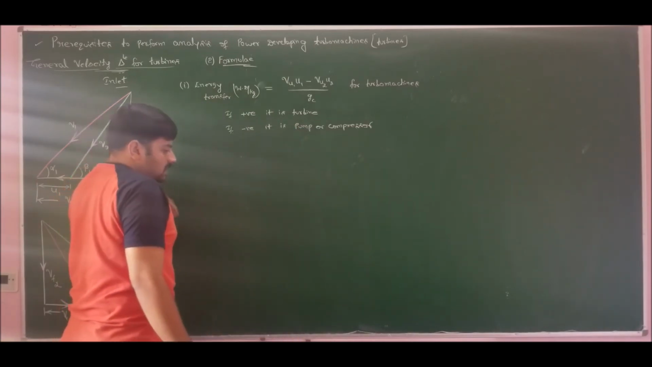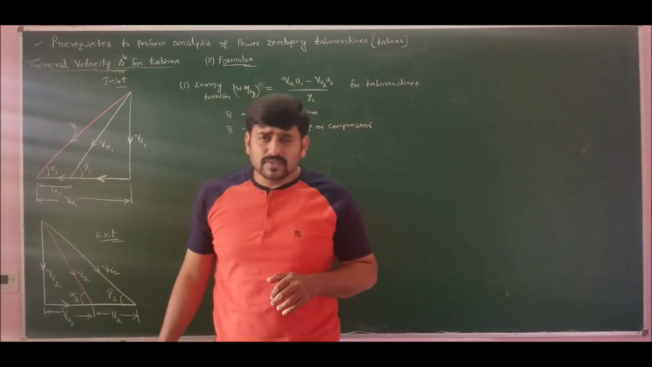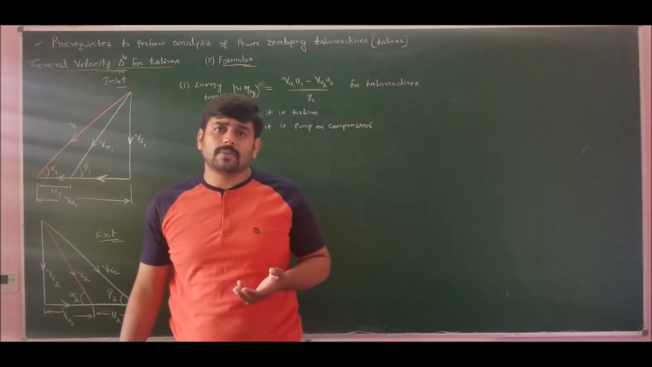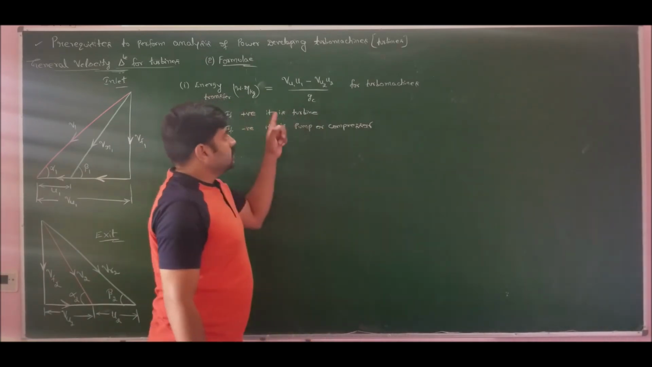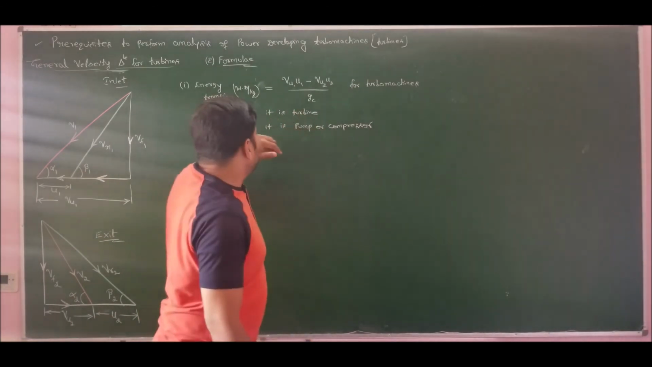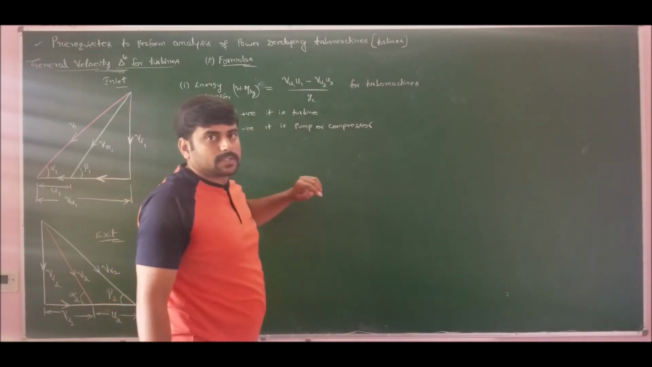When the question does not mention whether you are solving a problem on a turbine or pump or compressor, when the problem is based on a turbo machine and asks you to determine whether it is a power developer or power absorber, then use this formula, substitute all the values and solve. If you get a positive answer, then it is a turbine. If you get a negative answer, then it is a pump or compressor.